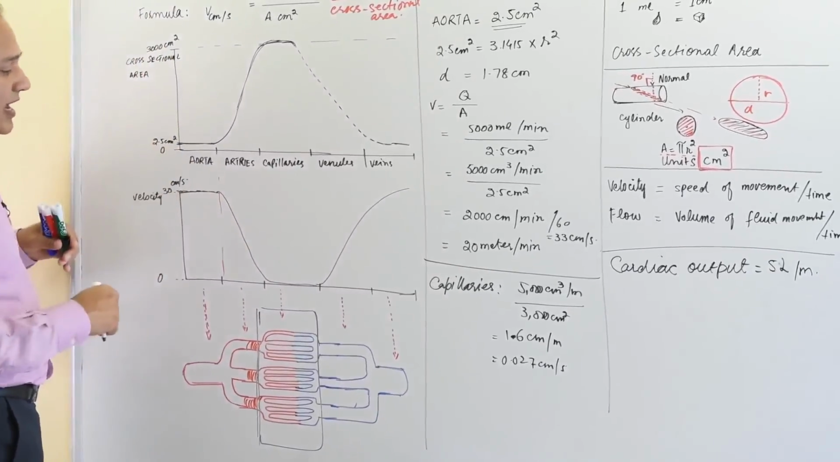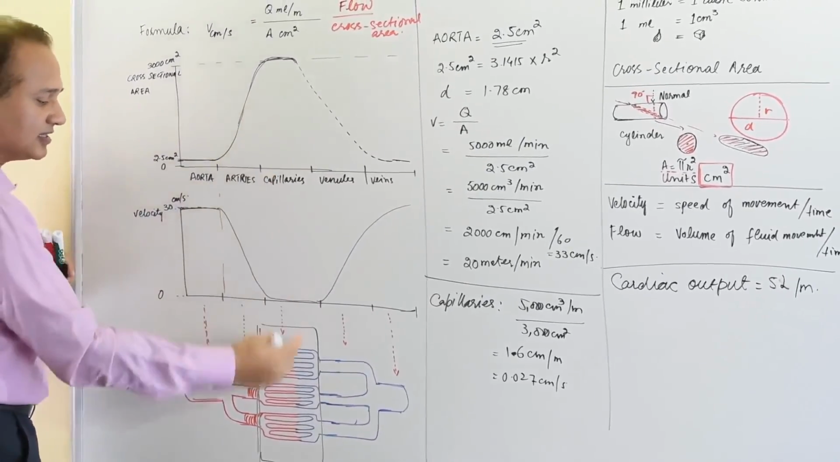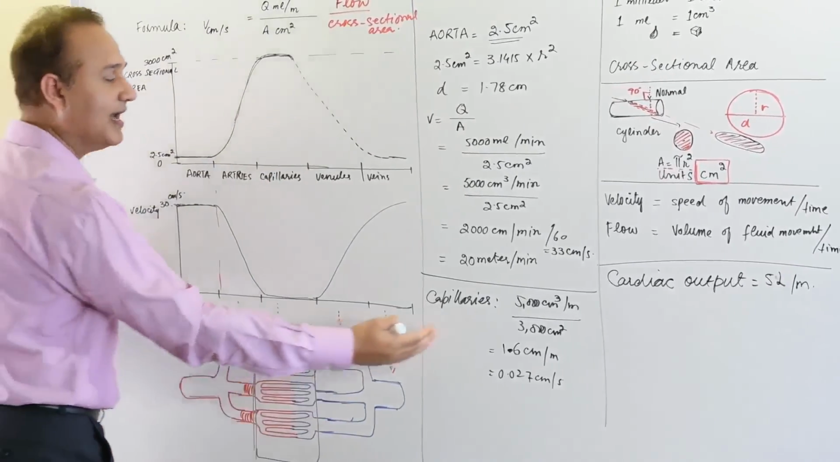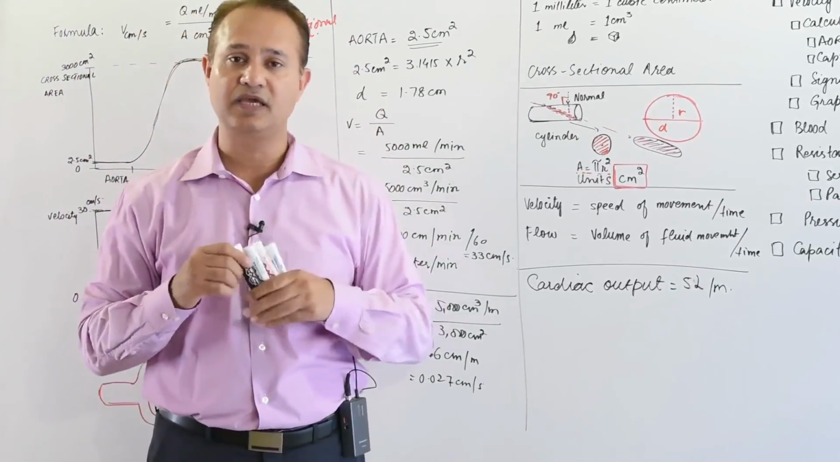So that is what we have. This is the velocity chart, this is the cross-sectional area chart, this is the mapping to the blood vessels, and this is the way to calculate it. I hope you understand this. This is an important thing and it can be in your test.